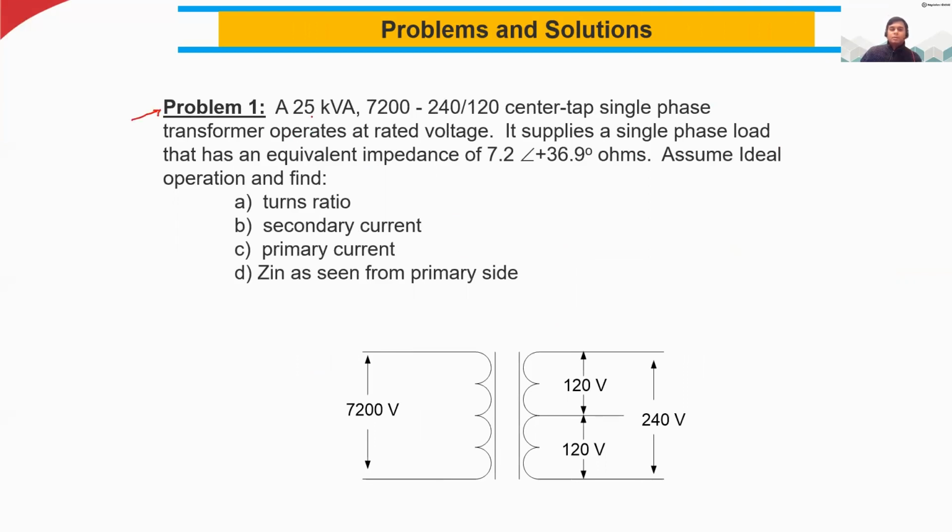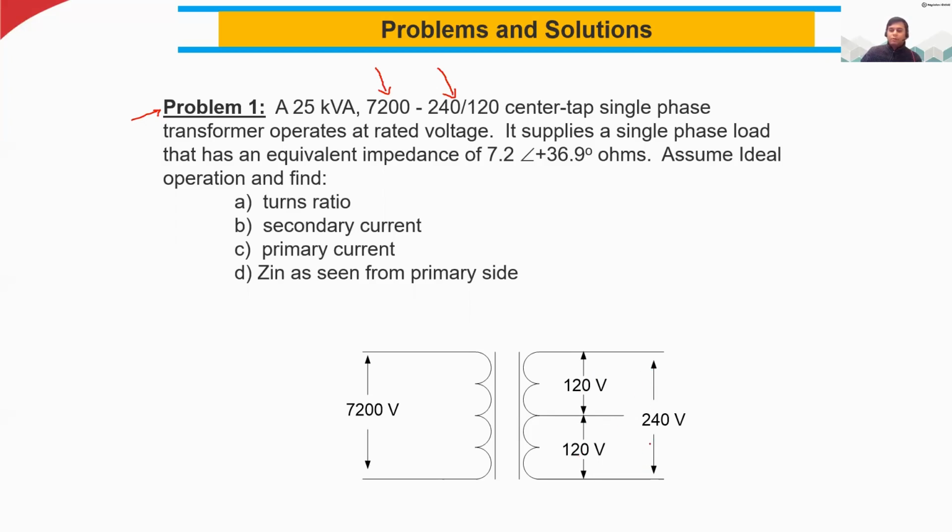Problem 1. So we have a 25 kVA, 7200/240/120 center-tapped single phase transformer operating at rated voltage. It means we have the primary voltage 7200, secondary voltage 240 volt, and this is center tapped. So we are dividing the secondary voltage into 2 halves. That is what I think one of the students was talking about yesterday. So this is 120, 120.